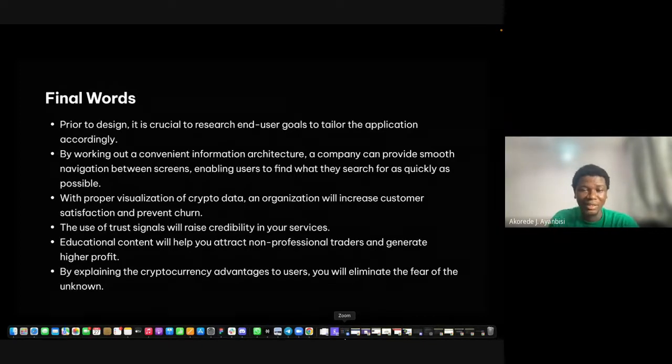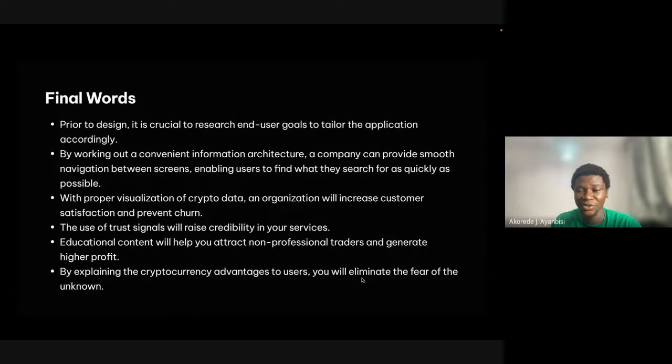And lastly, by explaining the cryptocurrency advantage to users, you will eliminate the fear of the unknown. Like I said earlier, it's just a normal thing, right? If before we do anything, you are being told the advantage of that particular thing, that could motivate you to want to know more about it or want to give in to it.